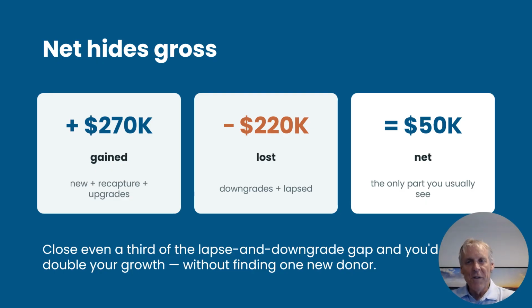Now let's look at what the number hides. To grow 50,000, you actually gained 270,000 and lost 220. Your 5% is enormous churn, nearly canceling itself out. And here's the punchline. If you closed even a third of that lapse and downgrade gap, you'd nearly double your growth without finding a single new donor. The net number would have never told you that. The waterfall does.